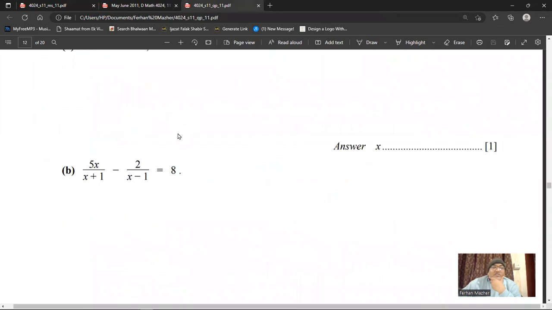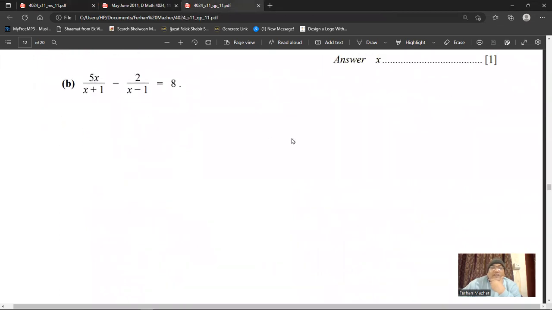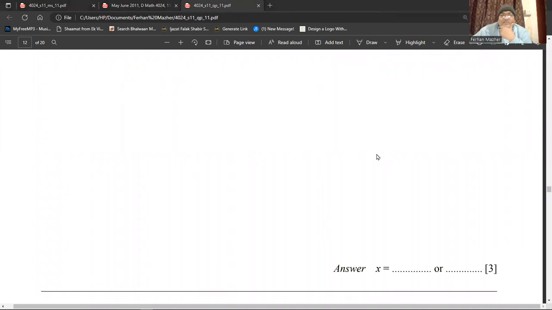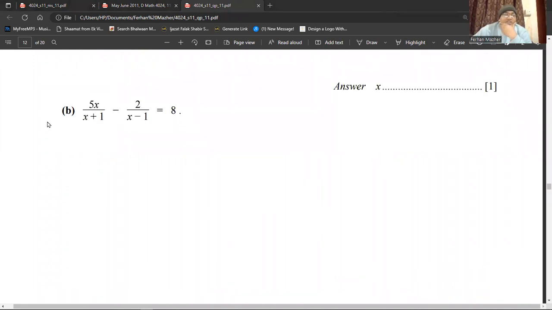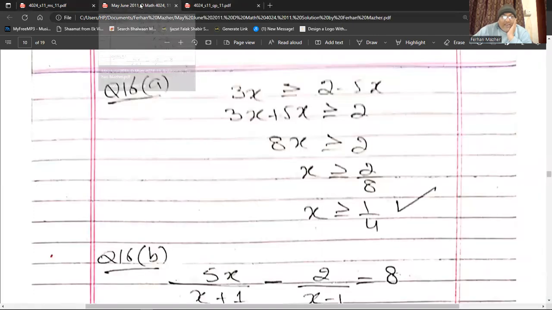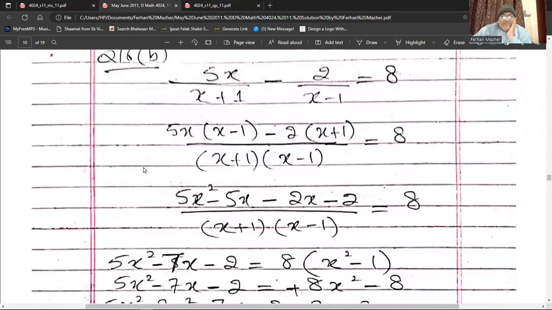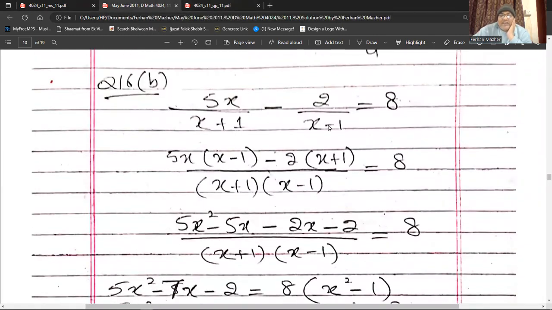Then we have question number 16, B part, and that question is of how many marks? 3 marks. So 5x divided by x plus 1 minus 2 divided by x minus 1 equals 8. First of all, I will take their LCM. You can see here x plus 1 and x minus 1 are the two denominators. They both will come in the LCM.